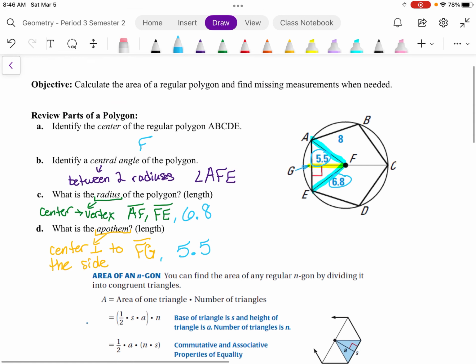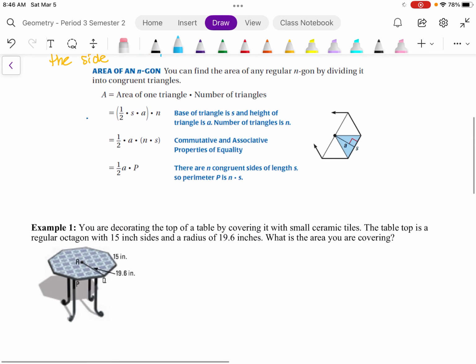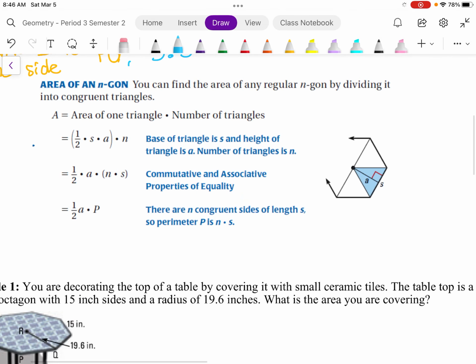So what we went over last week on 9.5 day 1, we had to find the length of the radius and the apothem to find the area of the triangle, and then multiply that by the number of sides the polygon had to figure out the area. Today we're going to go over something a little bit different. So we can find the area of any regular pentagon by dividing it into congruent triangles, where the area equals area of one triangle times the number of triangles, which is equal to the number of sides.